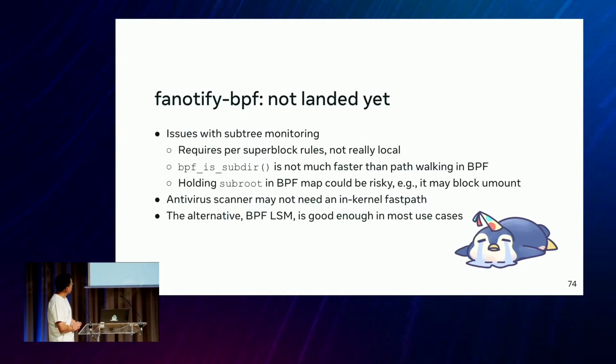Next, holding a dentry in a BPF map can be risky. For example, if you want to unmount this and you're holding a dentry, that unmount may fail. We need a solution there as well. Another reason is it seems like antivirus scanners may not need an in-kernel fast path for their fanotify use. And actually, I see people argue Linux doesn't need an antivirus scanner at all. Finally, the alternative, BPF LSM, is good enough in your use case so far.